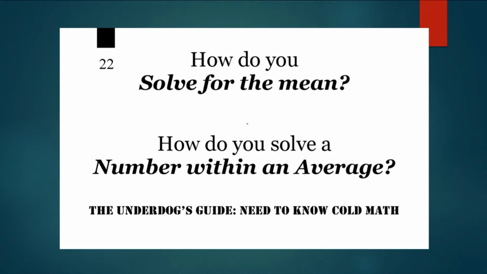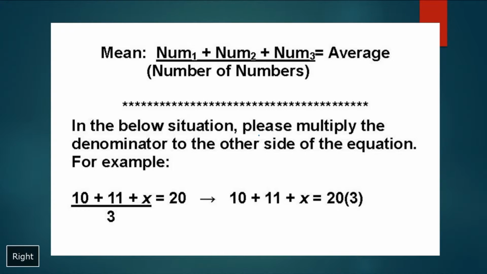Next up, how do we solve for the mean? Well and good, let's chat. Most people know how to solve for the mean, but I want to talk to you about a particular question type on the SAT, which is solving for a number within an average. So, if you just need to get the mean, it's the sum of the numbers all added up, divided by the number of numbers. That'll give you the average, or mean. Alright, now let's talk about a sample question.